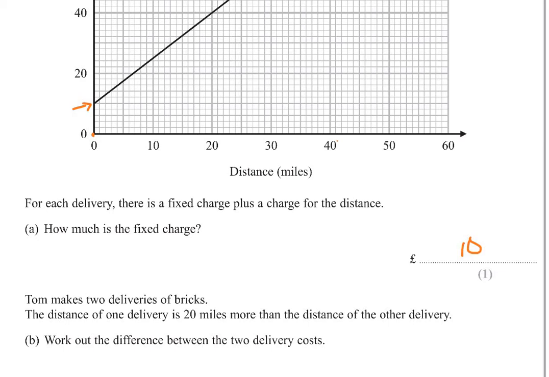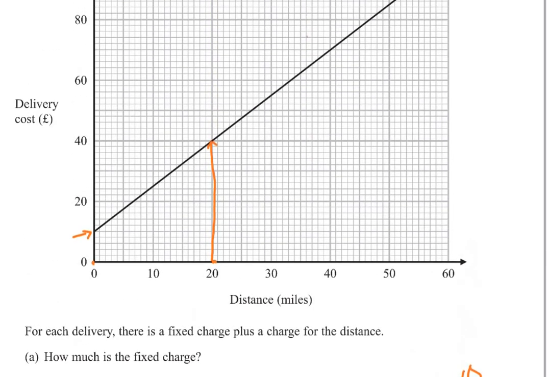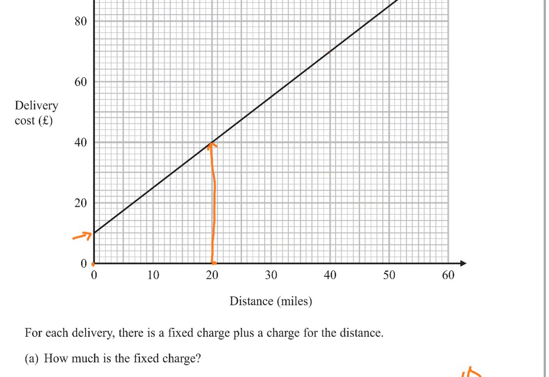Okay, so let's say one is perhaps 20 miles away. So let's go here and let's go up to the graph. And let's say the other one is 40 miles away. So that's this one. Okay, you can see they've got a distance here of 20. Right, and now all we have to do is read off these values. So this is £40.